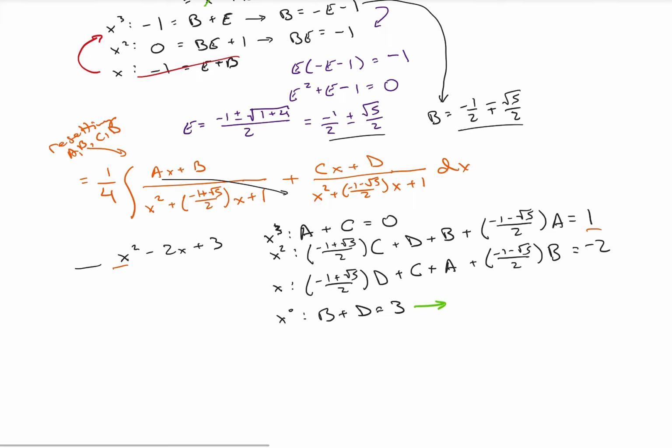So from this equation, I can see that b is equal to 3 minus d. And from my first equation, I can see that a is equal to -c.